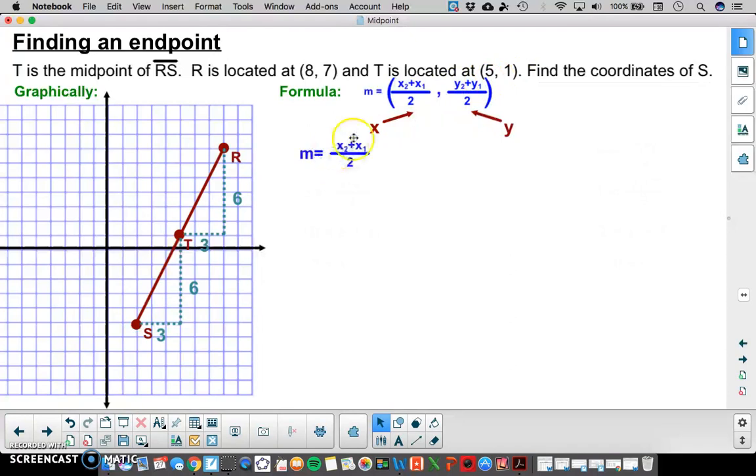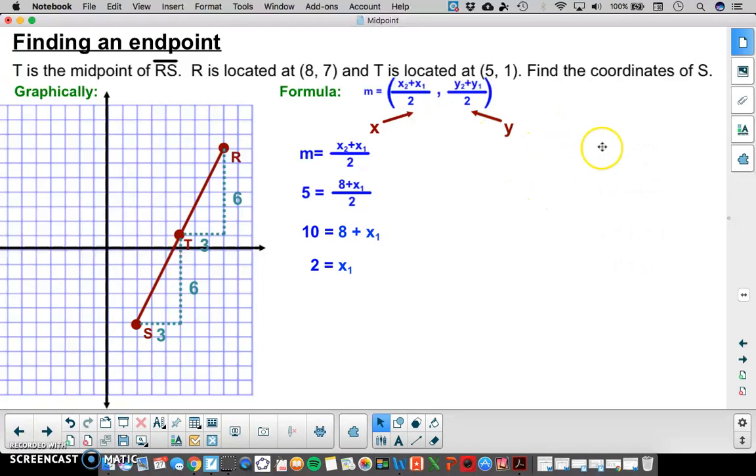So I'm going to use the x part of the formula to find the x value of S. I know the x value of my midpoint is 5, and I know one of the x values of the endpoint that I have is 8. So plug those values in, and I can solve algebraically for that other x value. So I would multiply by 2 on both sides and get 8 plus x sub 1 is equal to 10. Subtract 8 from both sides, and so our missing x value is positive 2, which is what we can see graphically.